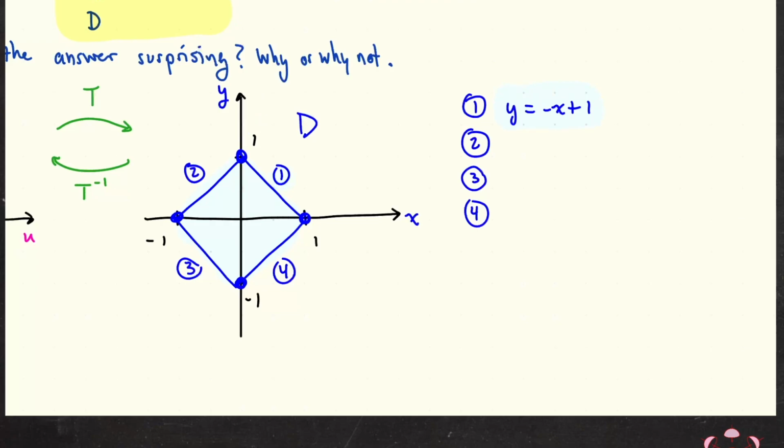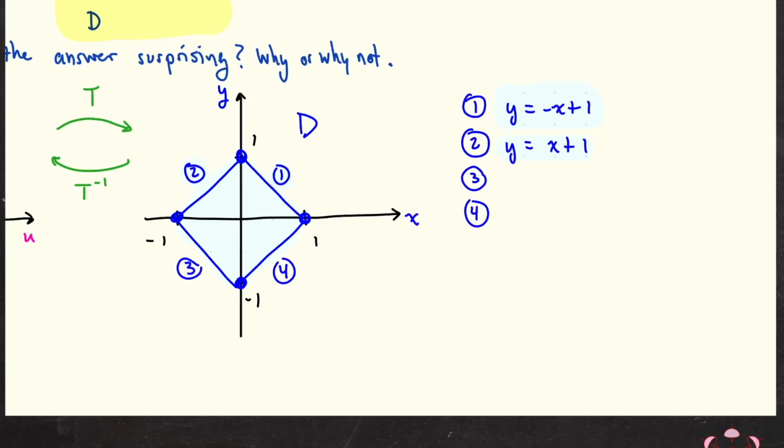Okay, let's go to number 2. Y equals, what's the y-intercept? Y-intercept is also 1, but this time it has a positive slope, +1 slope, so there's our second equation. There's number 2. Okay, so again, if you just know where to look, these are not very difficult to construct.